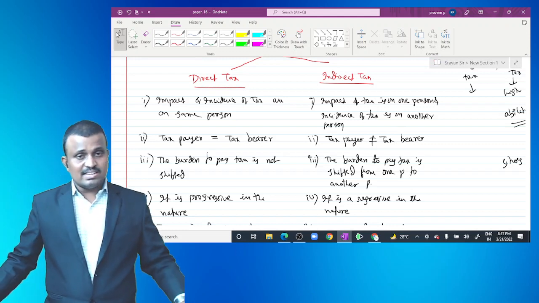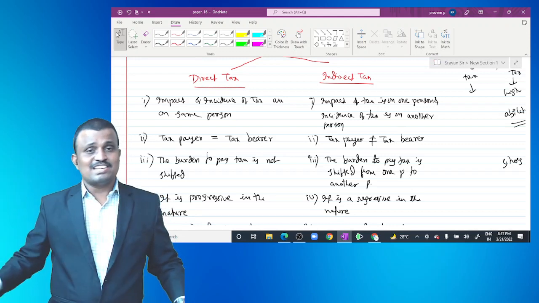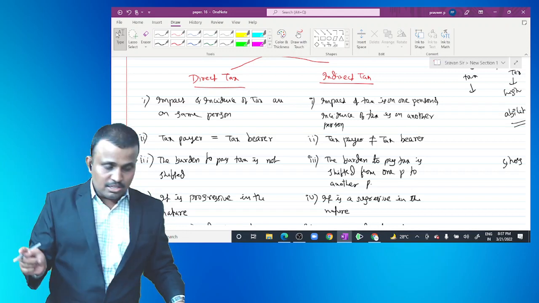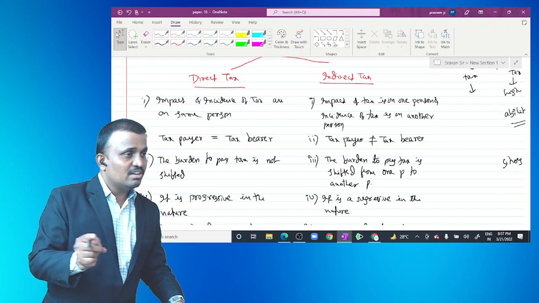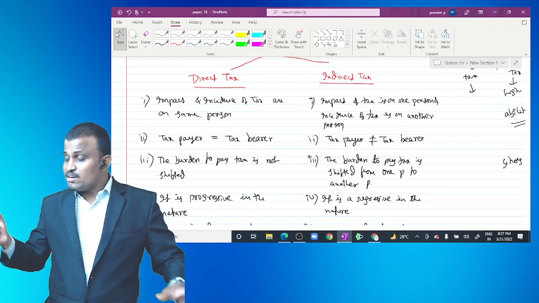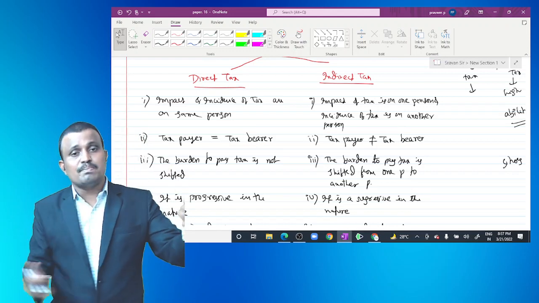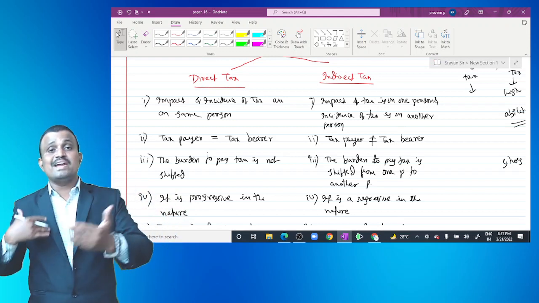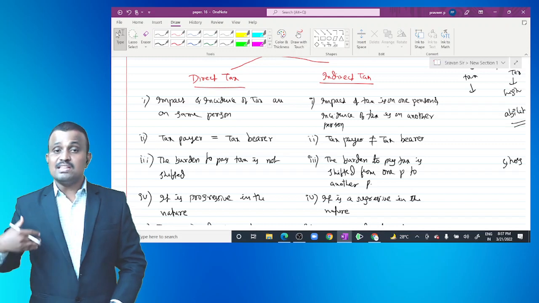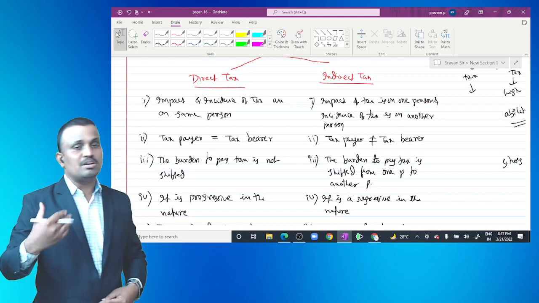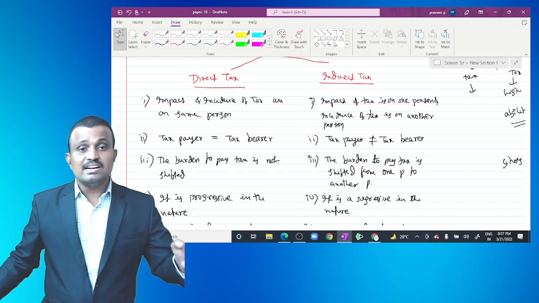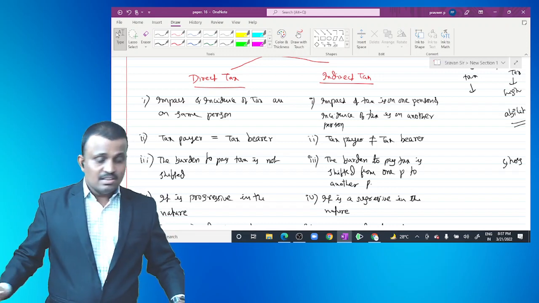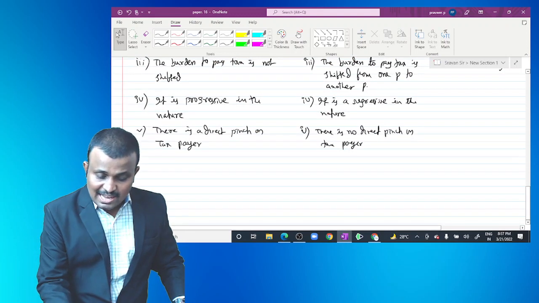But coming to the indirect tax, the customer does not pay the tax directly to the government. He pays the tax to the government through the retailer, wholesaler, distributor, manufacturer. So in between the taxpayer and government, some parties are involved. In case of indirect tax, tax is not paid directly to the government. They pay the tax through a third party. That's why we call it indirect tax.